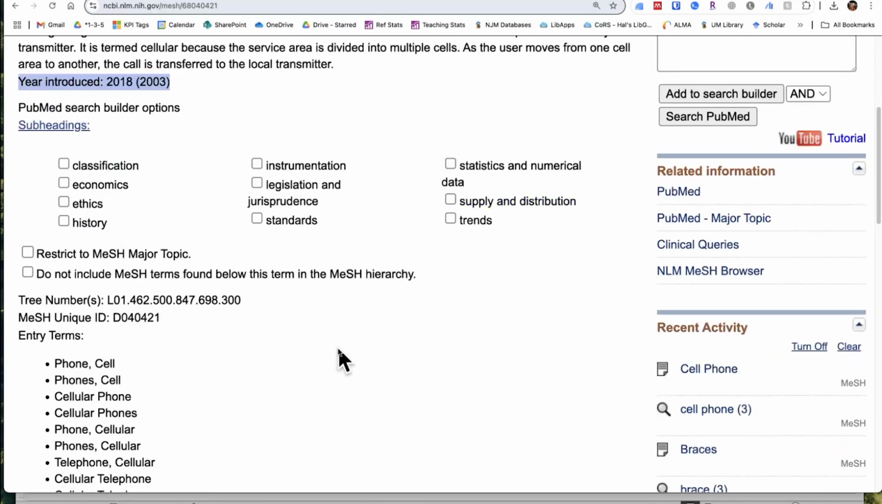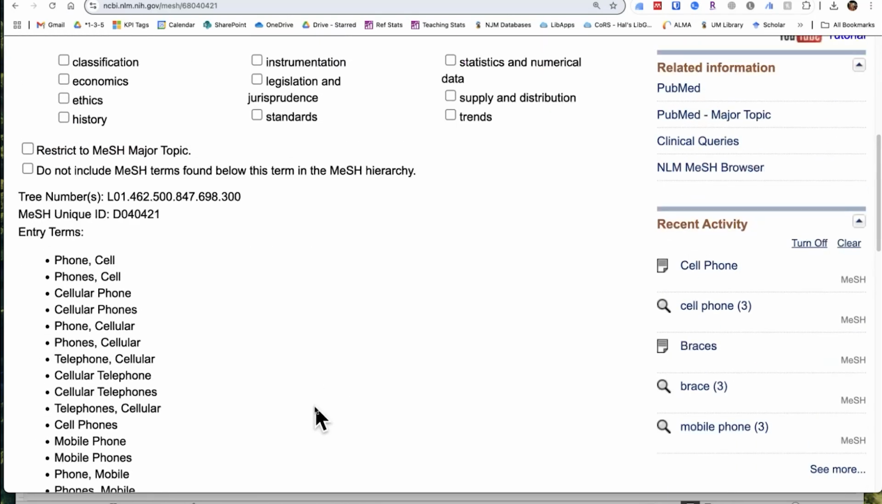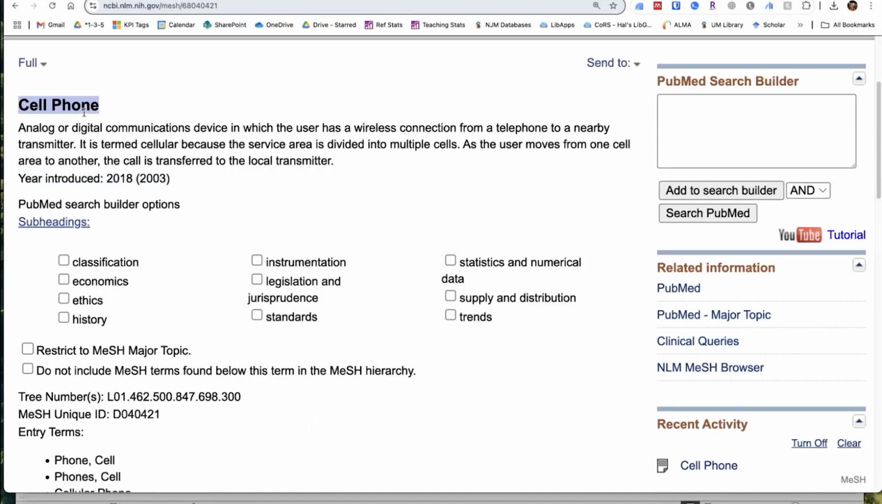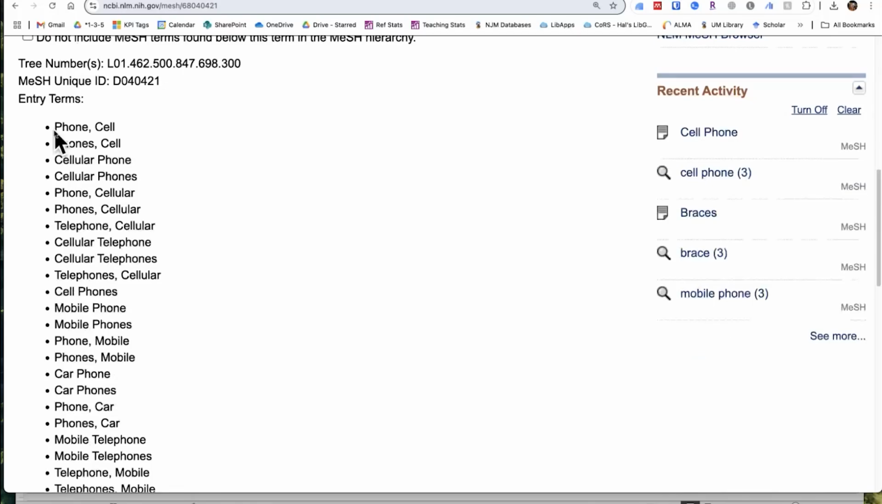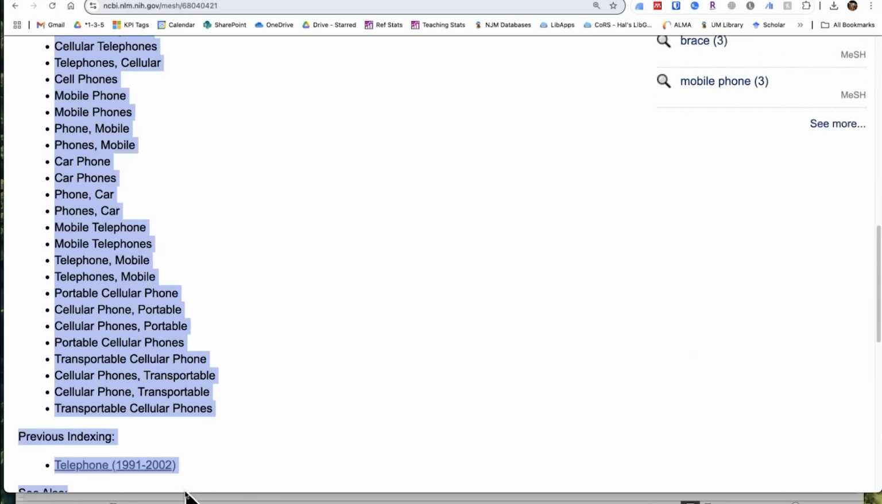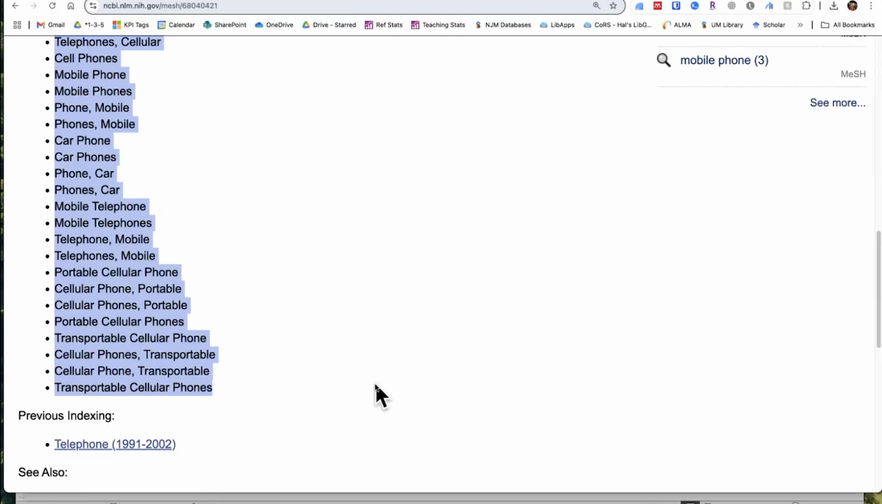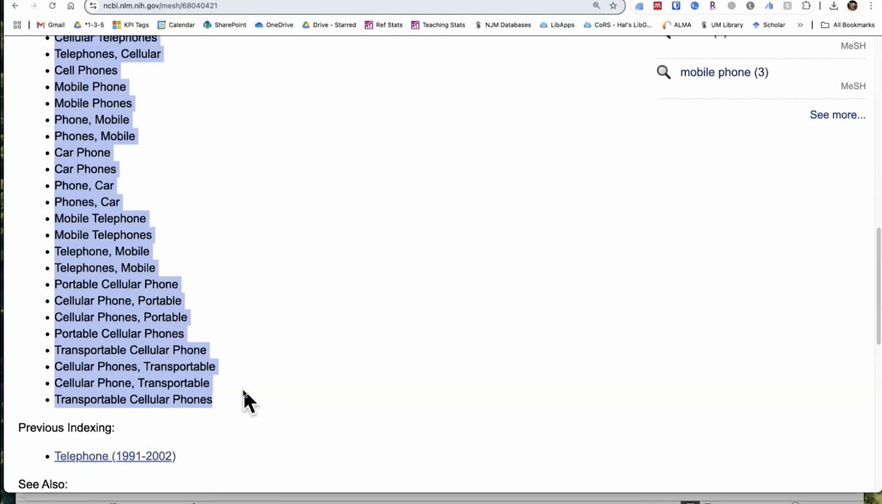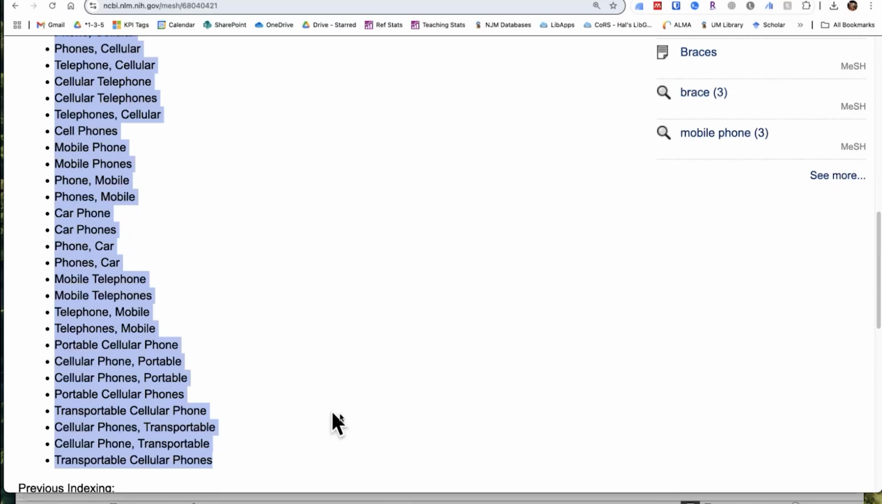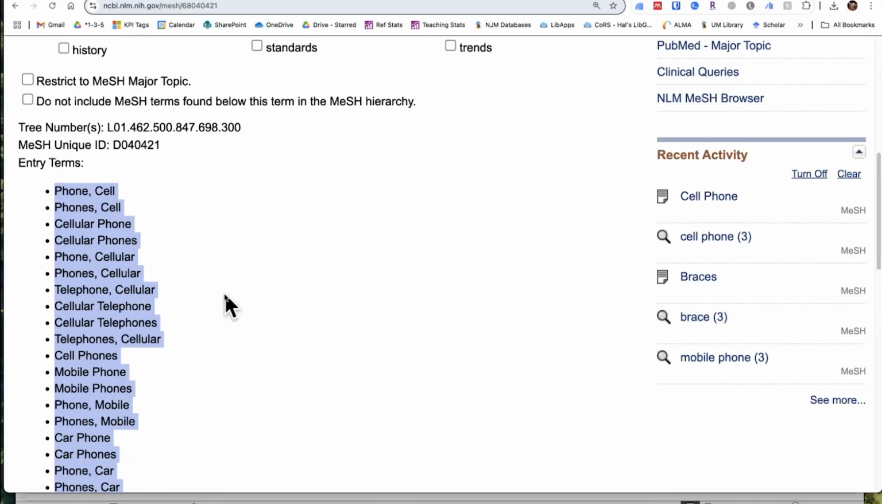I'm not going to get into subheadings, but I wanted to show you this. So this single MeSH term captures articles that are about all these different topics. As opposed to you having to think about all the different ways that cell phones might be described or talked about, it captures all of these. So it just kind of makes things simpler.